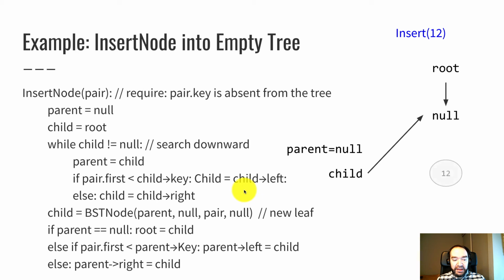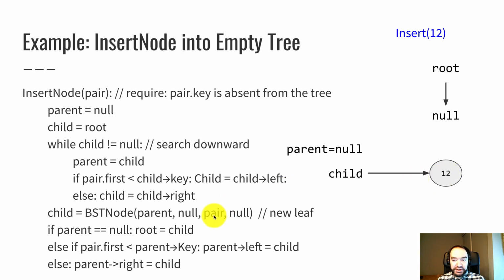tree. We allocate a new node with the given pair, and the parent pointer is whatever is in this parent variable, which would be null, which is the right thing to do because this is the new root of the tree. So the child variable updates to point at this new node object.